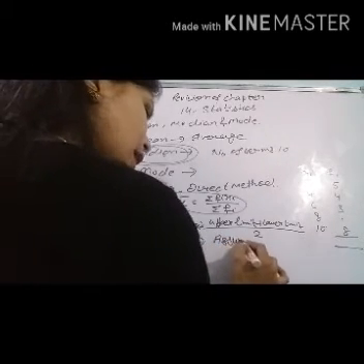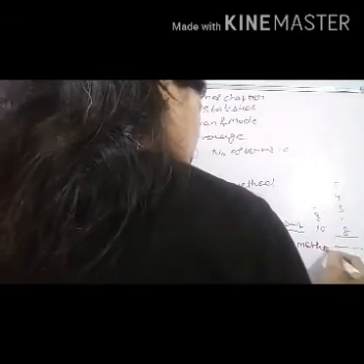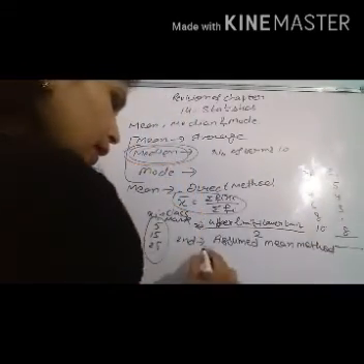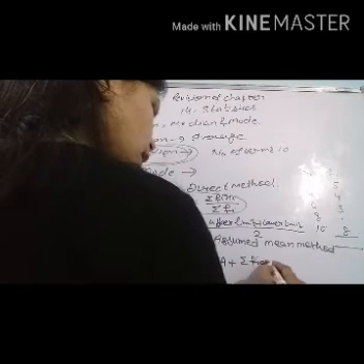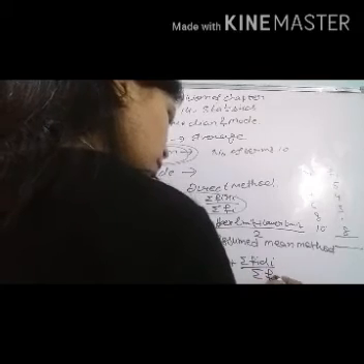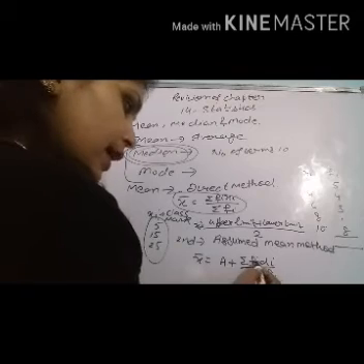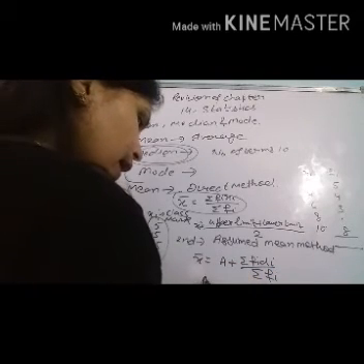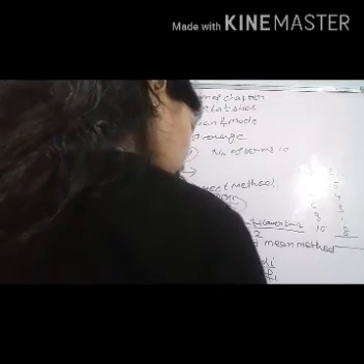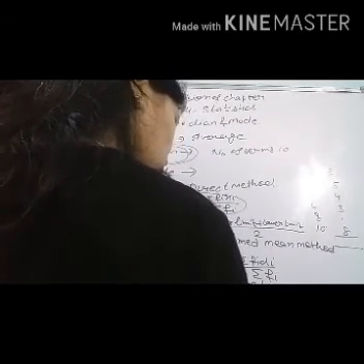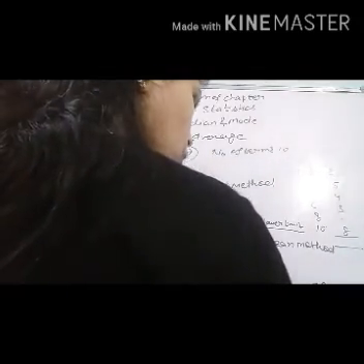Now second method is assumed mean method. Now in assumed mean method, what is the formula? Here mean is equal to a plus summation fi into di divided by summation fi. This is the formula of assumed mean method, and in this case we are using here a. A is equal to the assumed mean, and di is equal to xi minus a, and summation fi is the sum of frequencies.